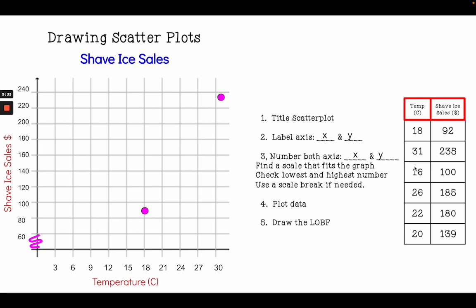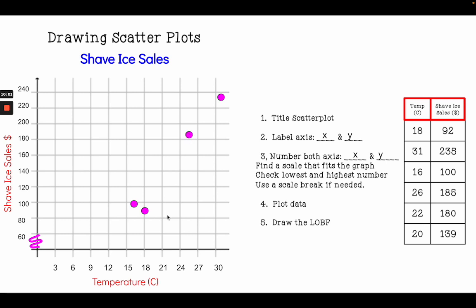Okay, the next one is 16 and 100. So 16 is between 15 and 18. I'm just going to approximate it to be right there. And 100 is right here. So let's put a point right there. Next is 26 and 185. So 26, we know it's closer to 27. I'm going to go up to 185, which is about right there, and plot a point.